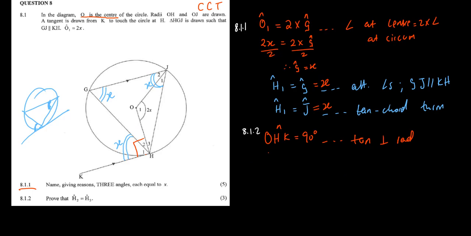Exactly. H1 and H2 only, ne? Yes, H1 and H2, perfect. So H1 from the previous question, we know that it's x. So we have x plus H2 is equal to 90 degrees. So now I just have to make H2 the subject. Do you agree that H2 is 90 minus x?